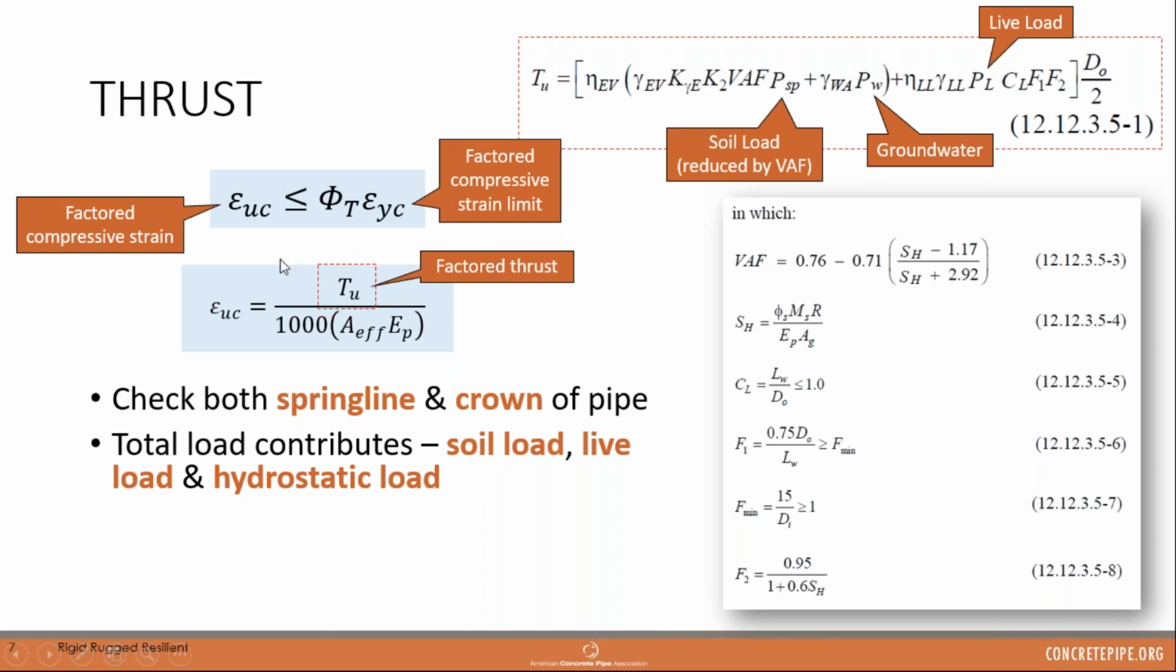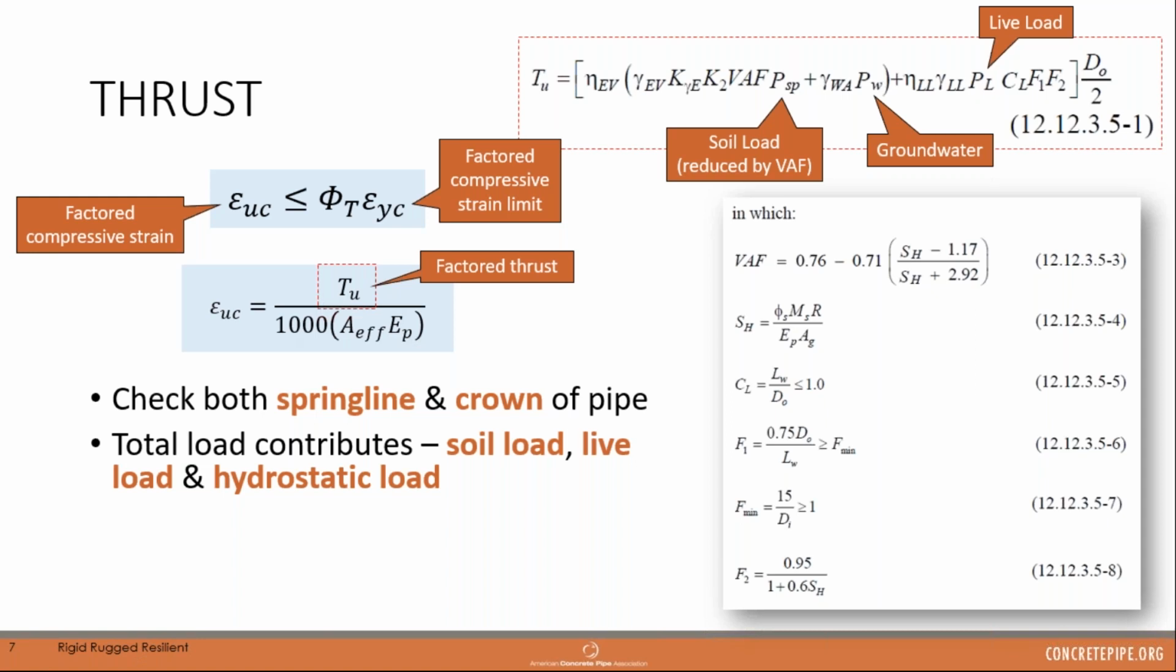So it then translates into epsilon u sub c, which is this factored compressive strain. The thrust will translate into the compressive strain by dividing it by, that's just a conversion factor, and then you've got your effective area of your pipe, and your pipe modulus. So that's really all you're doing, just converting the thrust, which is a force, into a strain acting on the pipe wall.